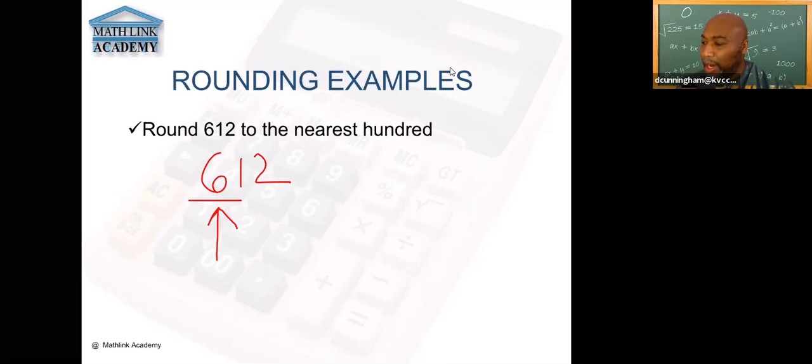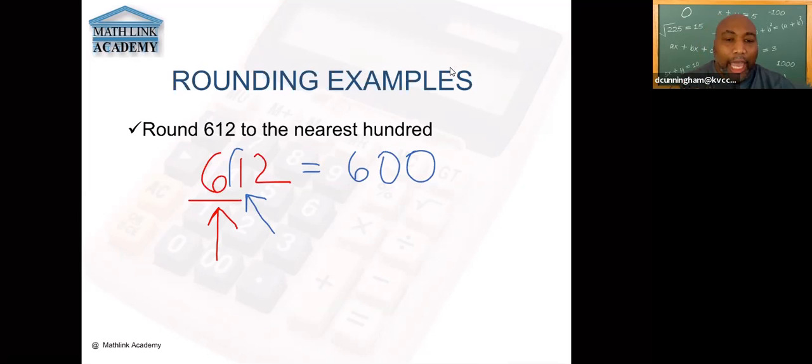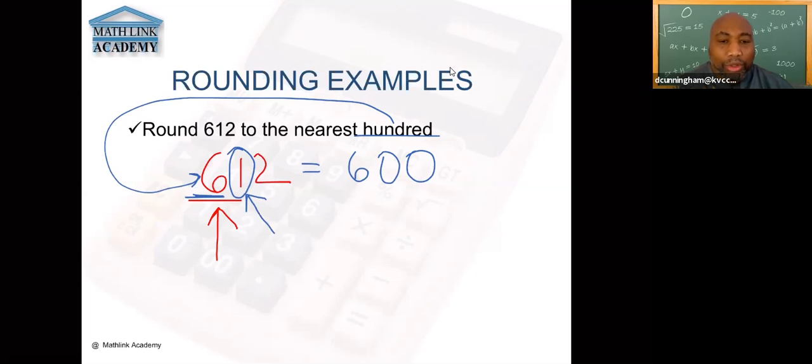Let's look at the immediate number to the right, which is a 1. Since that 1 is less than 5, the 6 will stay a 6 in the hundreds place, and everything under it, the tens and the ones, will become zeros. So the rounding of this will be 600. Again, we're rounding to the hundreds, that's the 6. But we must look at the digit to the right, which is that 1, and see if that value is less than 5. If it is, we'll just say 6 and then 0, 0, which is 600.